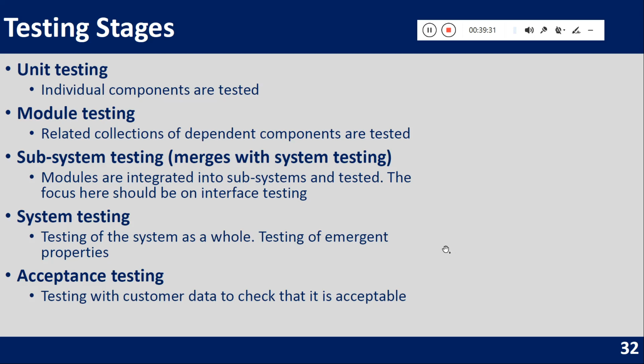So, the testing stages we just mentioned. We have the unit testing, where individual components are tested, and the module testing, where a collection of dependent components is tested. The subsystem testing is merged with the system testing, where modules integrated into subsystems are tested. The focus here should be on interface testing, and on testing the emergent properties.